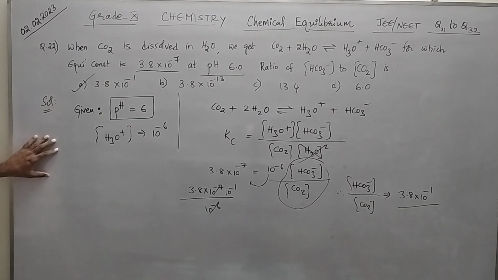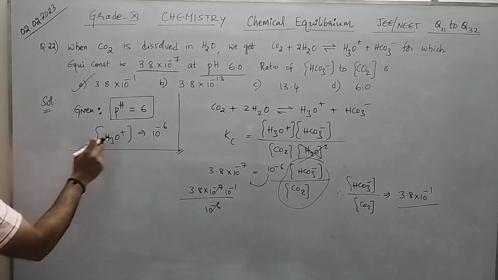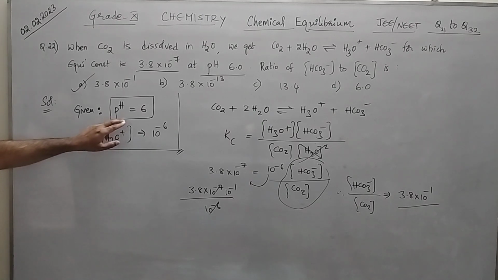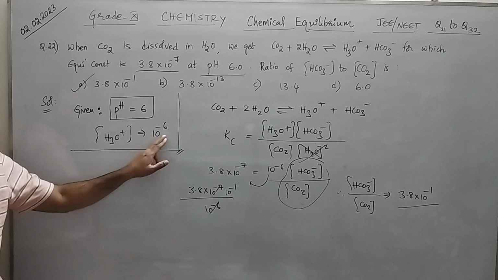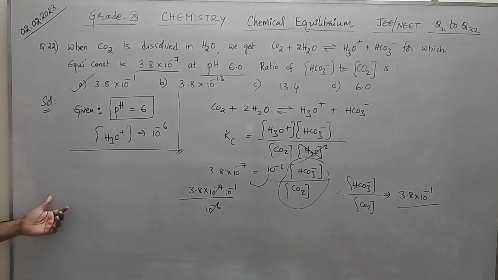Hope you have understood this very simple question. First you need to find out the concentration of H plus, or H3O plus ion, nothing but if pH is 6, you will take it as 10 power minus 6. Substitute this and you will get the ratio. Copy the solution and let's move to question number 23.